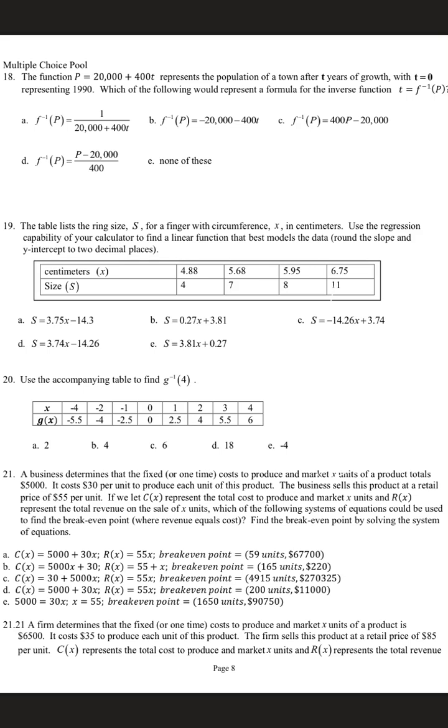All right, this is a check. This is a check to see if this is going to work.